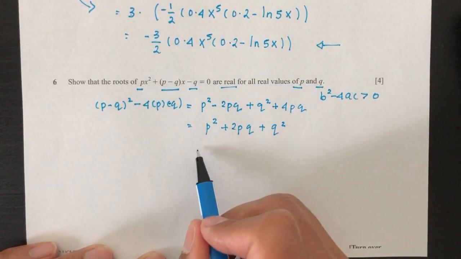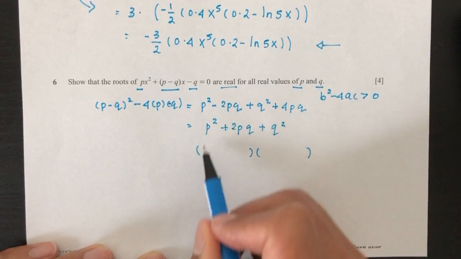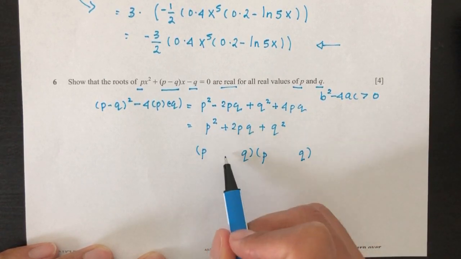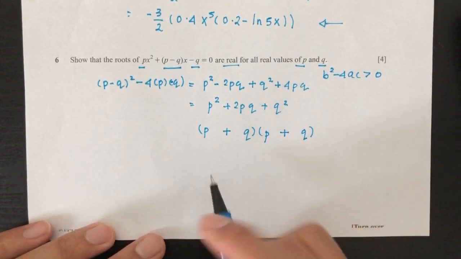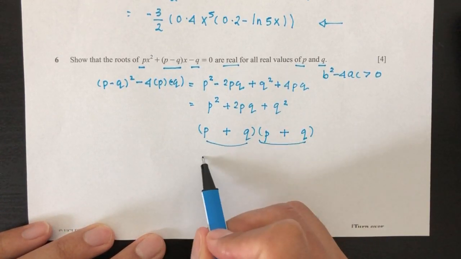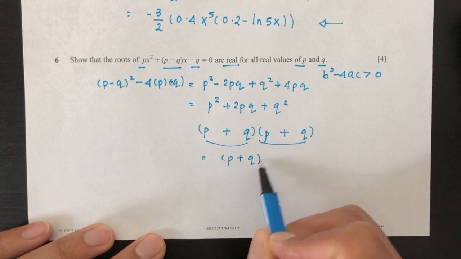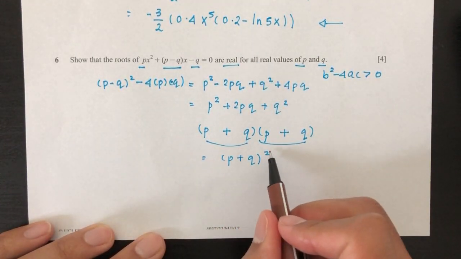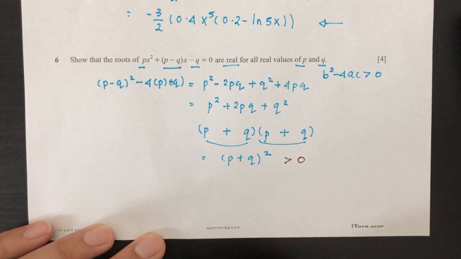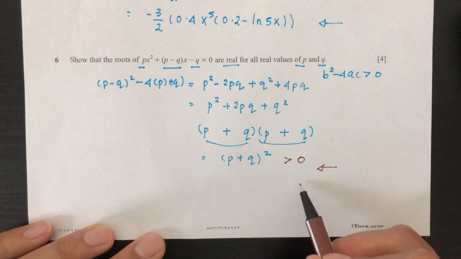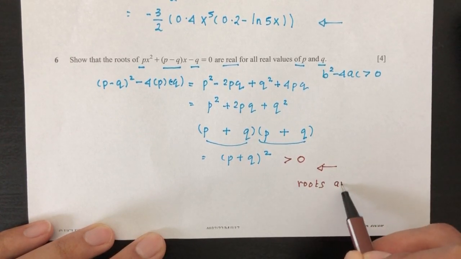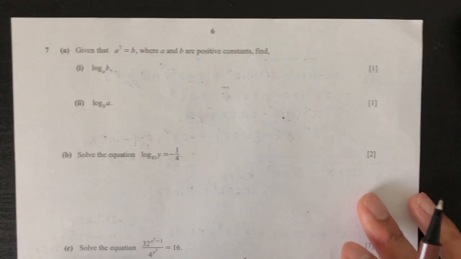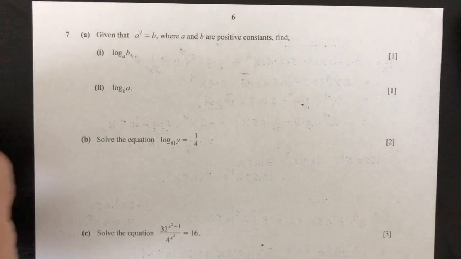Now you can factorize this. That will be 2 brackets. We have p squared, which is p times p. We have q squared, which is q times q. Now to get plus 2, we have to use plus and plus. Now you observe that these two are the same, so we can rewrite this as p plus q squared. So in this case, you have shown that for any values of p or q, when you have a square, it is always going to be positive. So you have shown that the roots are real. Okay, that is question number 6. Now let's move on to question number 7.